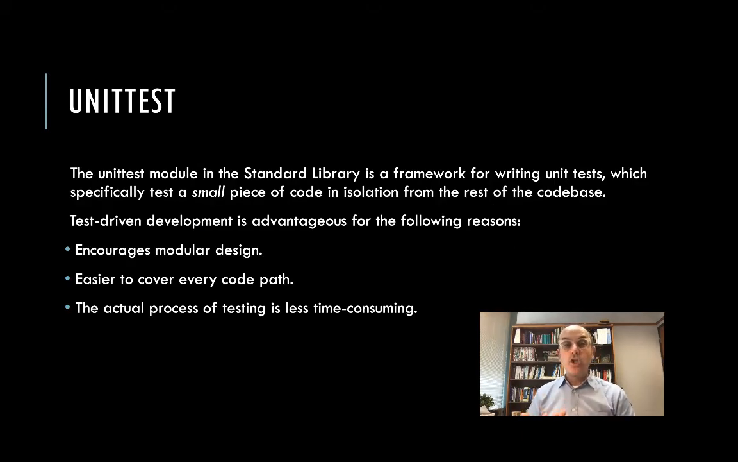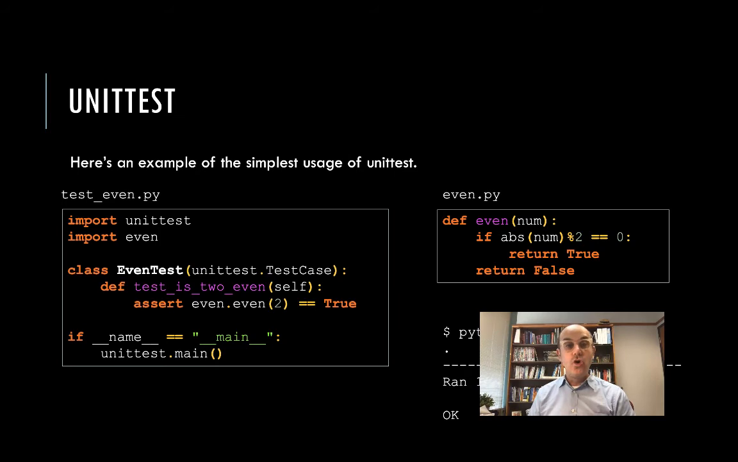unittest is a module in the standard library that you can pull out from the standard library, which is specifically designed to test a small piece of code in isolation from the rest of the code base. The idea is test-driven development, which has the following advantages: it encourages modular design, makes it easier to cover every code path, and makes the actual process of testing less time consuming. This is an example of a simple use of unittest.